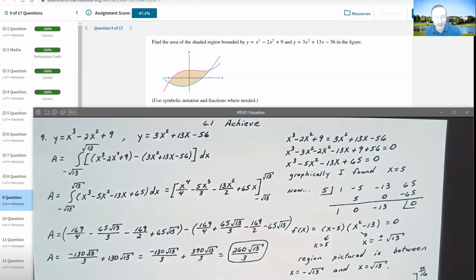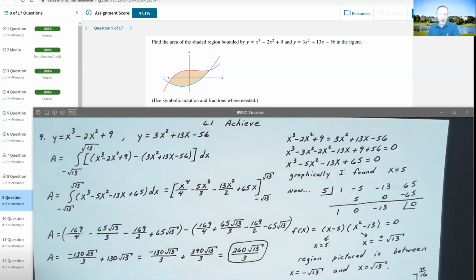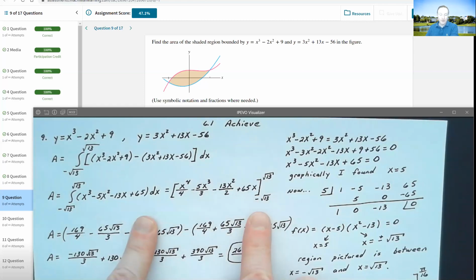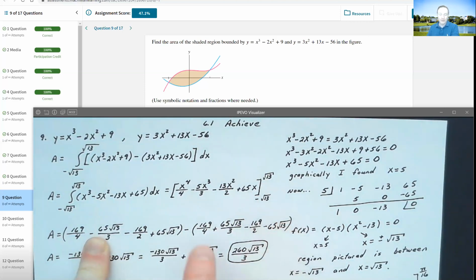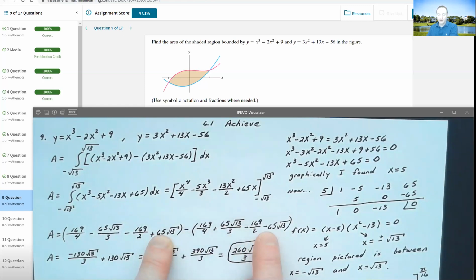Now we say upper limit minus lower limit. Some of this does cancel out. The 169 over 4 minus 169 over 4 cancels. We have the negative 169 over 2 minus a negative 169 over 2. Those cancel. But what doesn't cancel is we'll have a negative 65 on the root of 13 over 3 minus a 65 on the root of 13 over 3. That's giving me negative 130 on the root of 13 over 3. And then I'll have plus 65 on the root of 13 plus 65 on the root of 13. That's plus 130 on the root of 13.